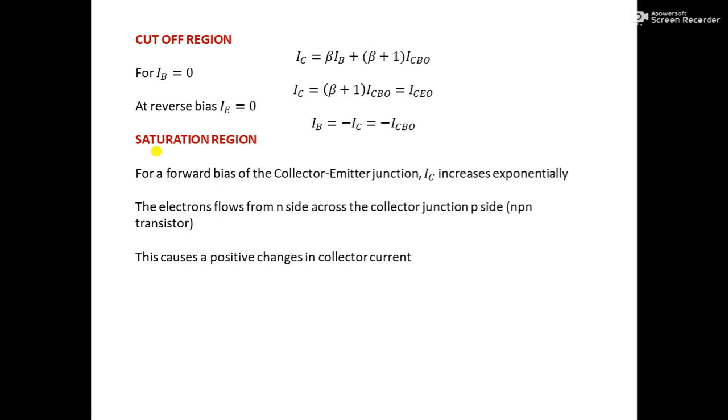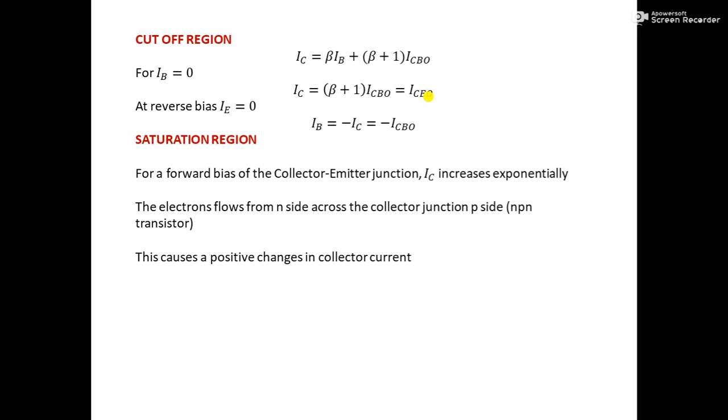Then from the equation, IC is equal to beta IB plus (beta plus 1) ICBO. For IB equal to 0, we can write IC is equal to (beta plus 1) ICBO, which is equal to ICEO. That means the collector to emitter current when the base is open. Since beta is very much greater than 1, ICEO has a significant value, and we get a value of IC.